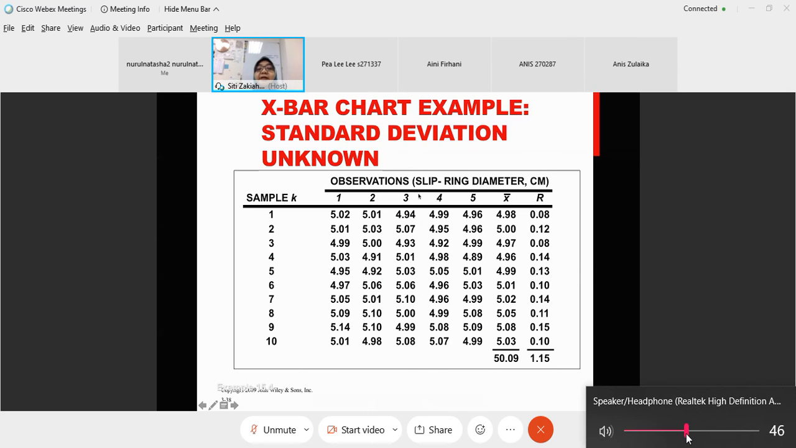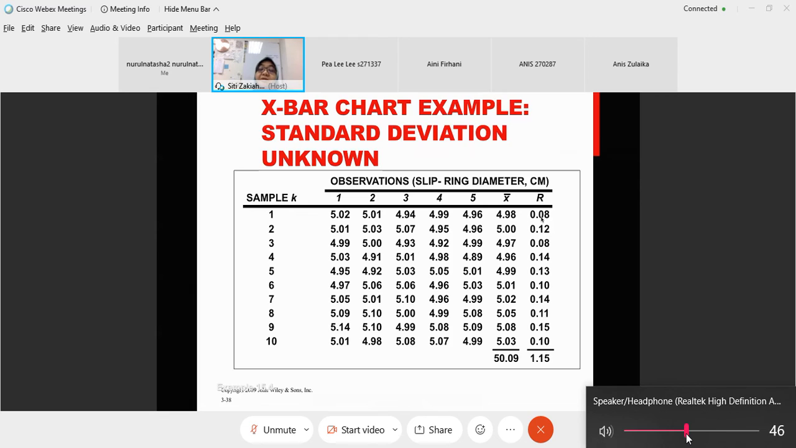Right? So dia ada sample K. Right? 1, 2, 3, 4, 5. For day 1, they take 5 samples. Okay. Then you take the average. Okay. Range. How do you get 0.08? How do you get 0.08? Can you think?